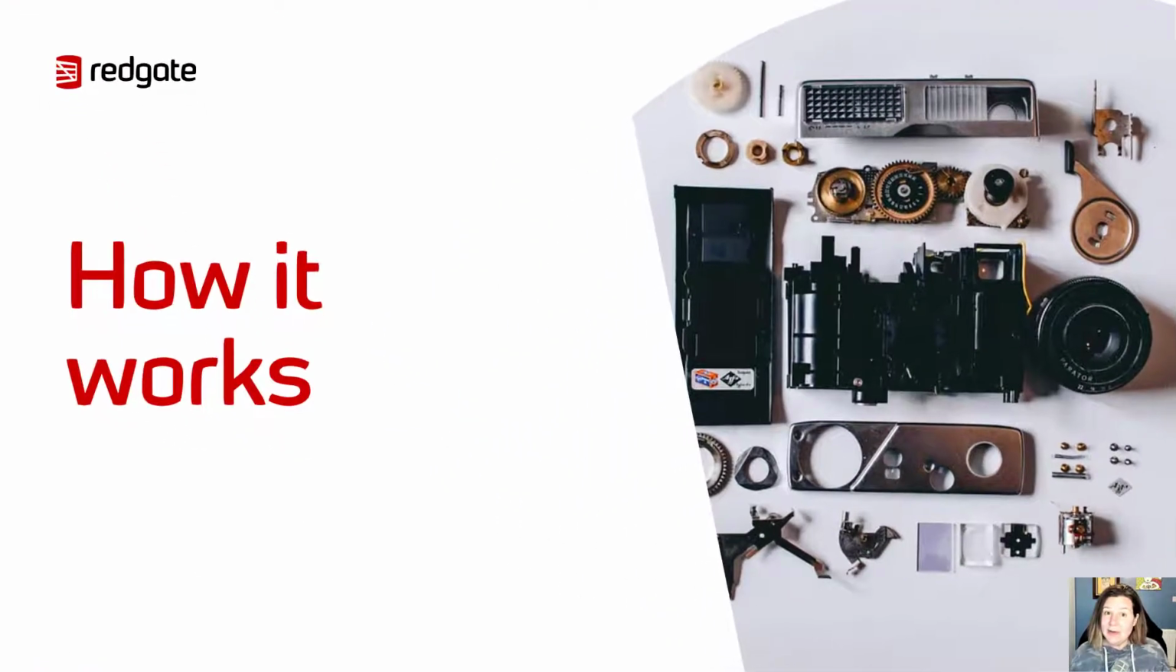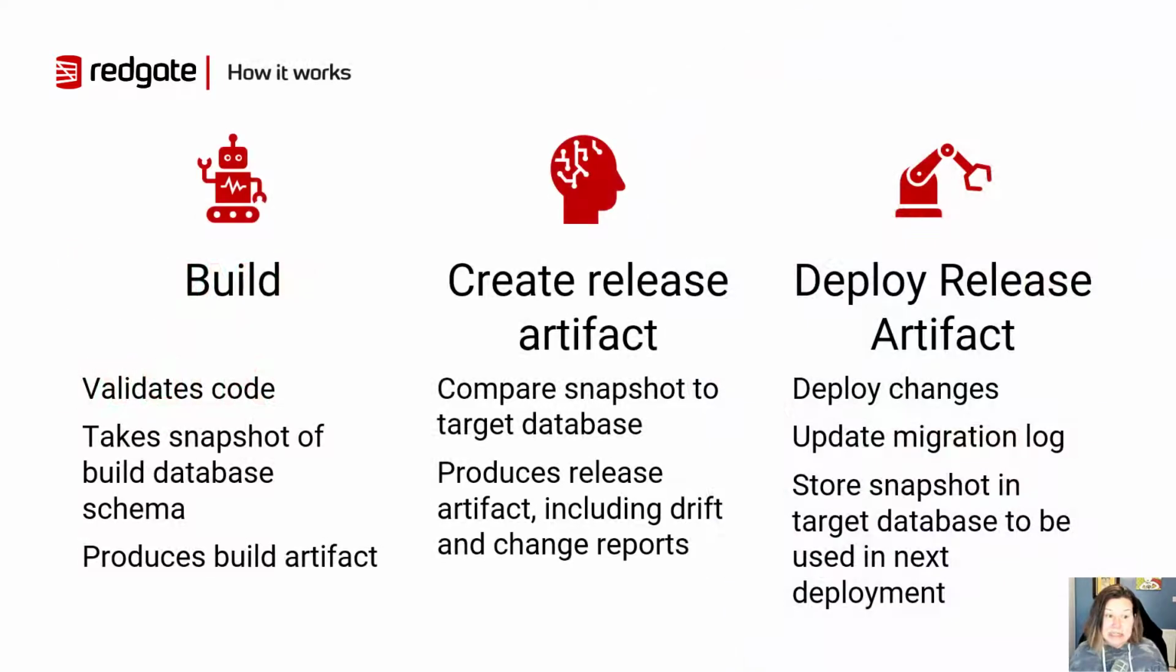Here is a little bit about how the drift report works in SQL Change Automation. This is a little bit fancy, and I think it can be helpful to understand how this works. In the build process, when you build a project in SQL Change Automation, you're doing a few things. And I've just got some highlights on this. This is not an exhaustive list on this slide.